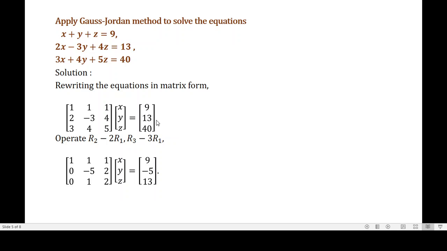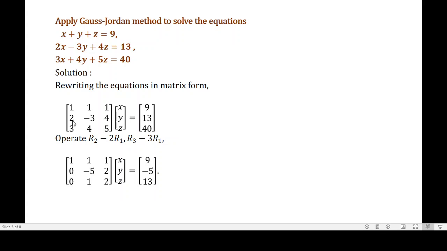Okay. Now, the method is to make all elements except the diagonal elements 0 using elementary row transformations. You could also reduce the coefficient matrix to an identity matrix, then simplification becomes easy. So, let us reduce this matrix to a diagonal matrix using elementary row transformations only.